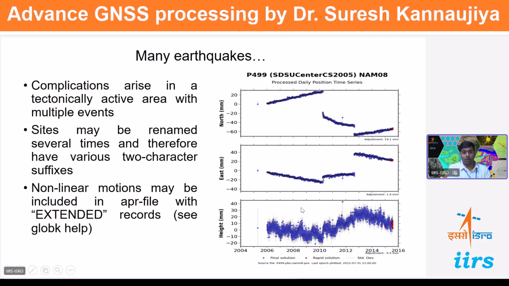So these are some examples. You can see the non-linear motion, and you can see here this is due to the hydrology. So this is due to the hydrology. You can see the sinusoidal variation in the signal, in the height mainly.